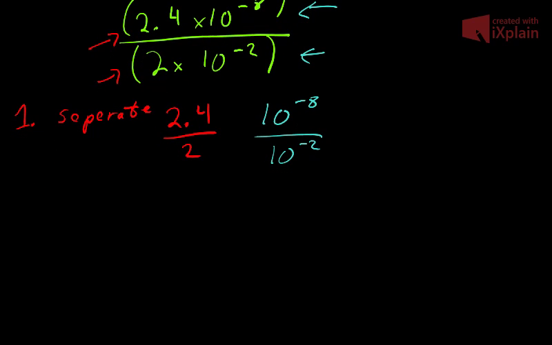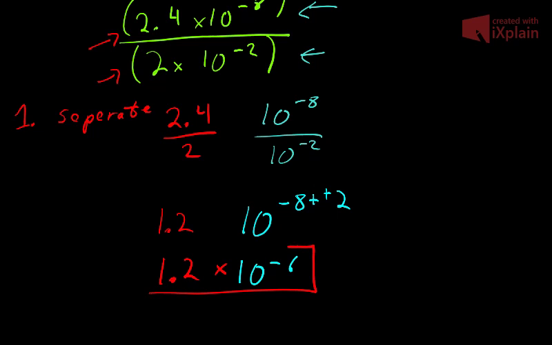And after that, I'm going to solve these separately. So 2.4 divided by 2 should be 1.2. And 10 to the negative 8 divided by 10 to the negative 2. When we multiply, we add these, so when we divide, we subtract. It would be 10 to the negative 8 minus negative 2. Minus a negative is the same as adding a positive. So you have negative 8 plus 2, which is going to be 10 to the power of negative 6. So my final answer is going to be 1.2 times 10 to the negative 6.